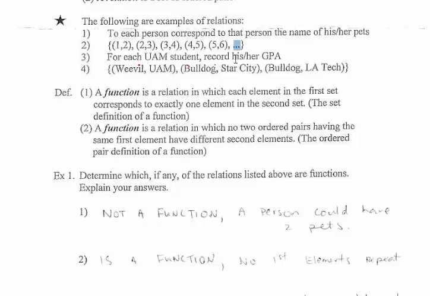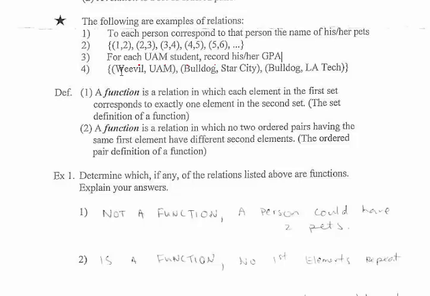3, for each UAM student record his or her GPA. Well, this would be a function because each student, unless there's an error, and we don't really consider errors and whatnot, or duplicate students listed twice. We just consider this to be a function because each UAM student should only have one GPA. Okay, you don't have 2 different GPAs.